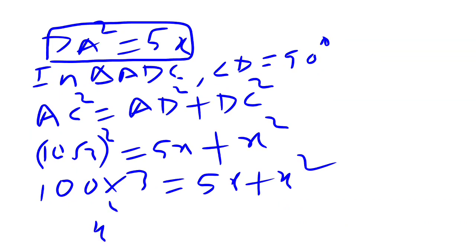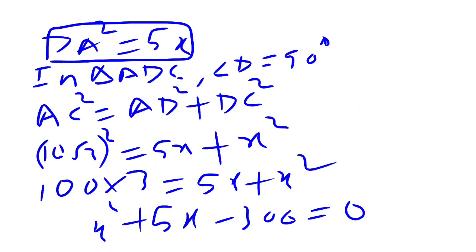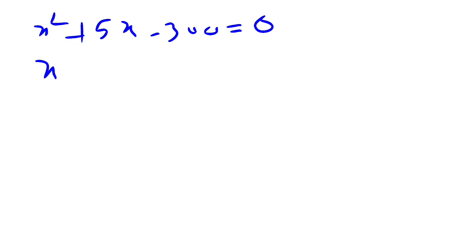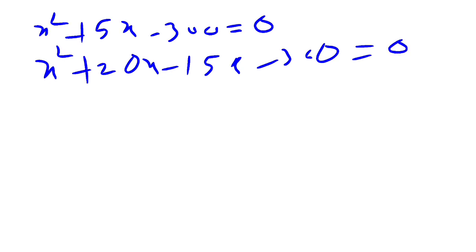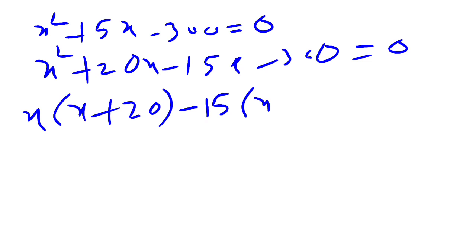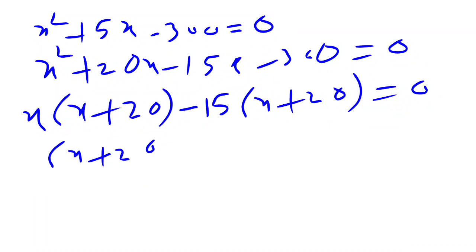So x square plus 5x minus 300 equals 0 is a quadratic equation. Let's do factorization. In the factorization method, I am writing 5x as 20x minus 15x minus 300 equals 0. From the first two terms we can take x common, so x plus 20. Next from the last two terms take minus 15 common, x plus 20, equals 0. So x plus 20 into x minus 15 equals 0.